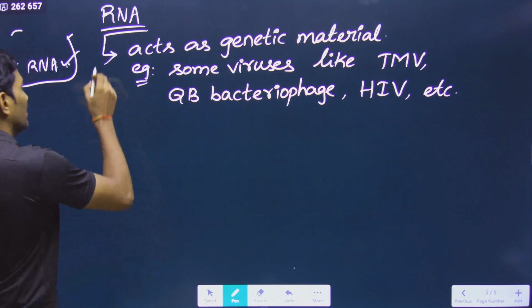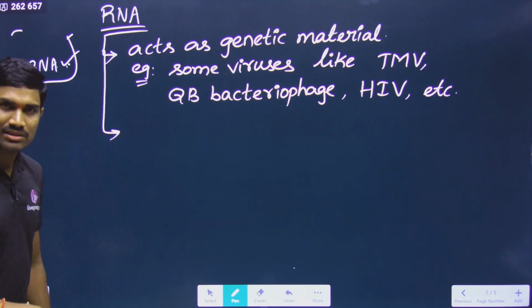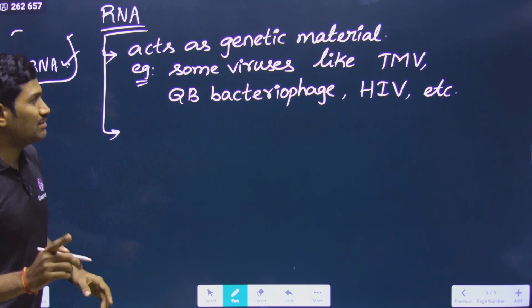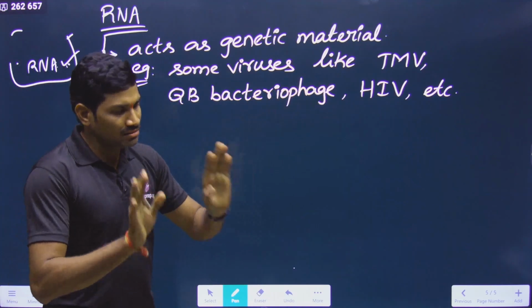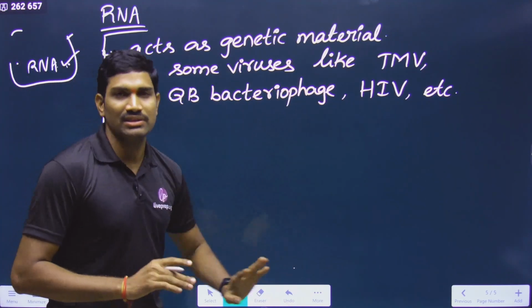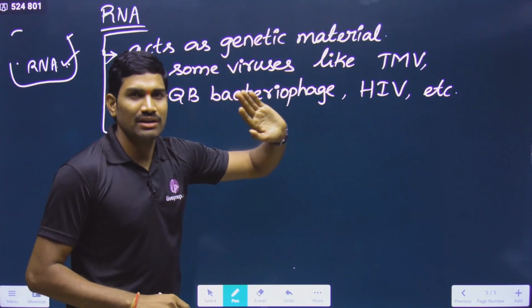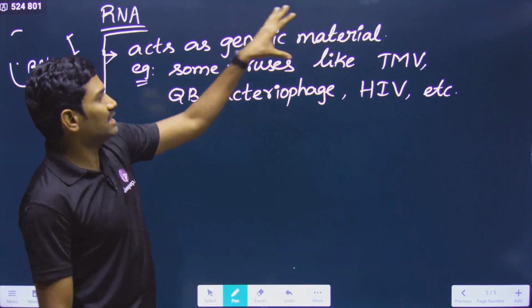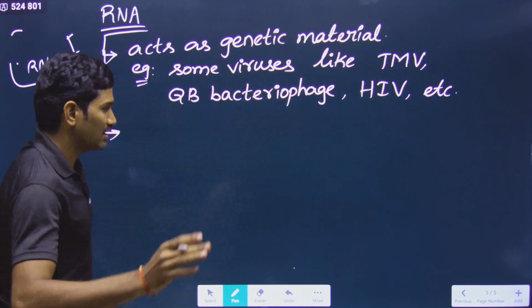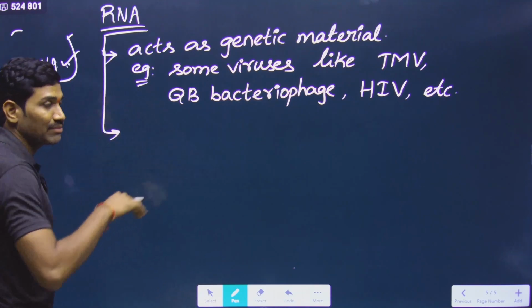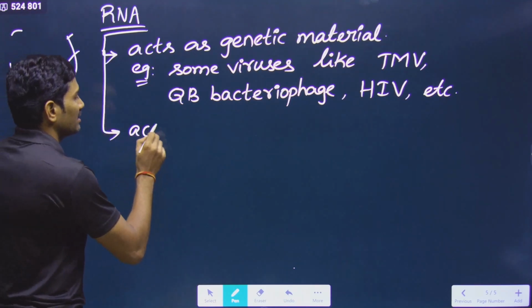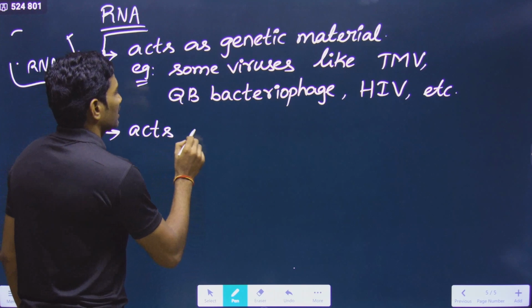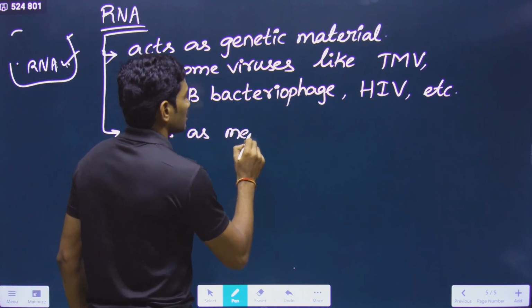Next one. Not only this, there are different other types of RNA. Please remember, genetic material RNA is only genetic material. It cannot show other functions. So this is one type of RNA, because in RNA different types are there. Some type of RNA in some viruses acts as genetic material. And next one, there are some other types of RNA. Some types of RNA act as messenger.